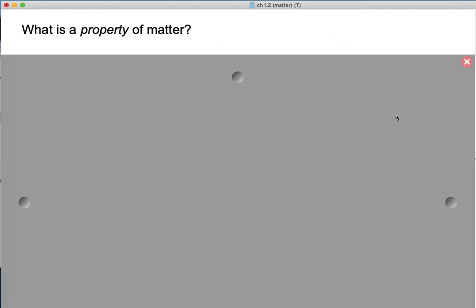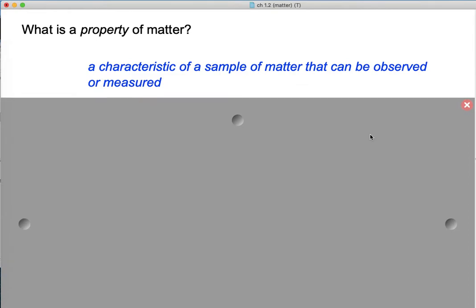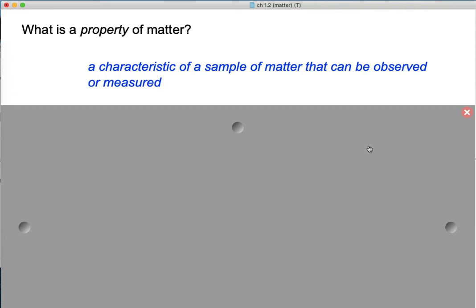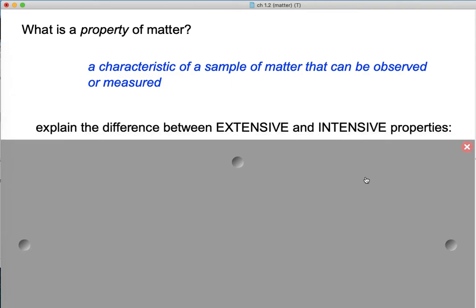Now let's talk about properties. What is a property of matter? A property is a characteristic of a sample of matter that you can observe or measure. So it can either be qualitative or quantitative. Now, extensive and intensive properties are somewhat different.